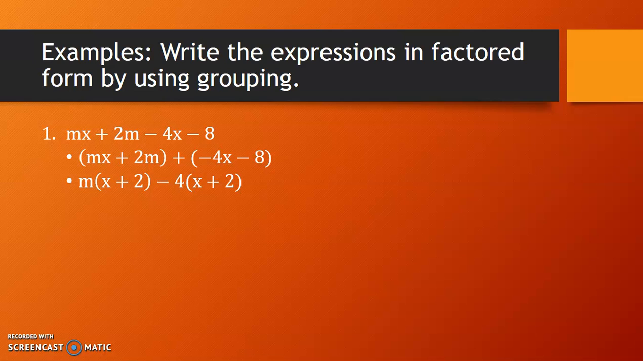So because I see that I have x plus 2 in both sets of my parentheses, I'm going to grab the terms that are sitting out front, which would be the m and that minus 4, and that gets put into its own set of parentheses. And then you just drop down the x plus 2. And so that is your factored answer.